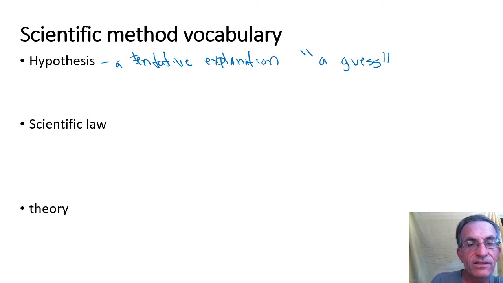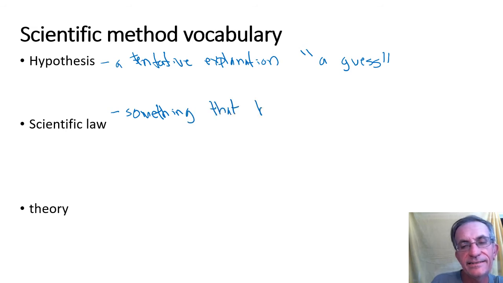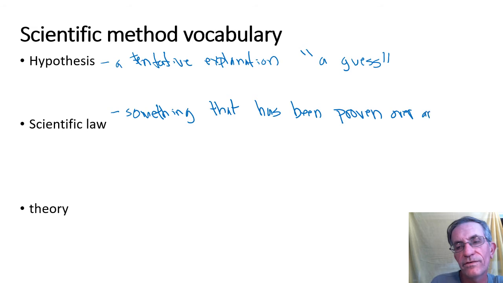So a scientific law is just something that has been proven over and over. A couple other things I want to tell you about a scientific law. They're very general.